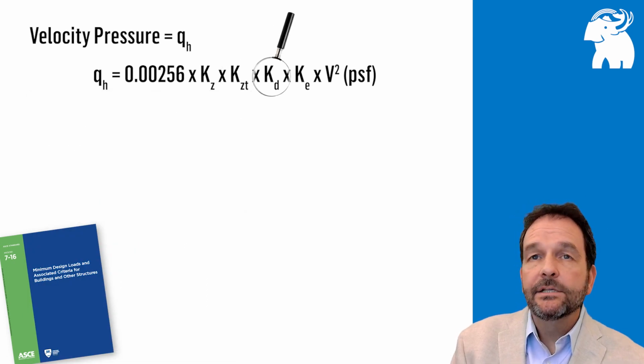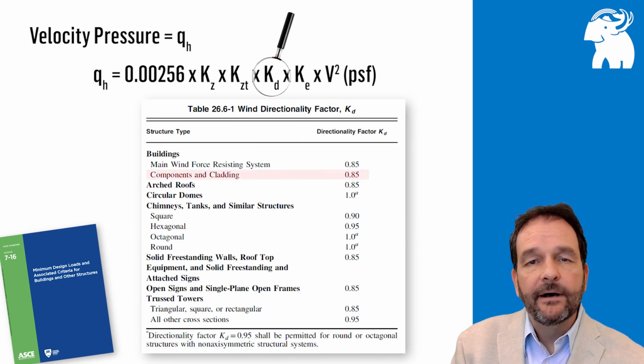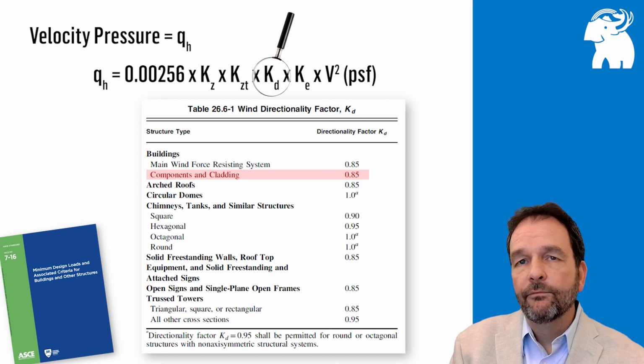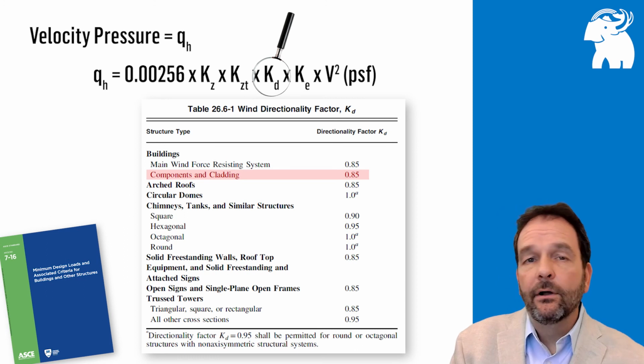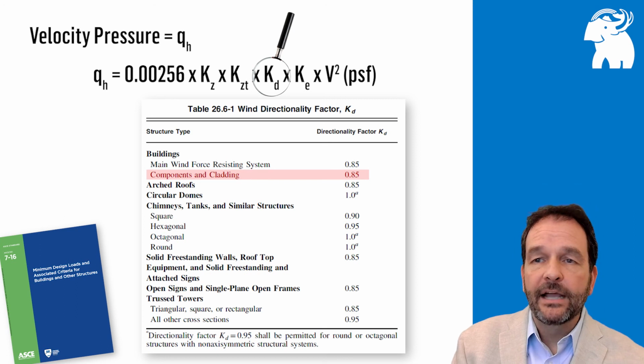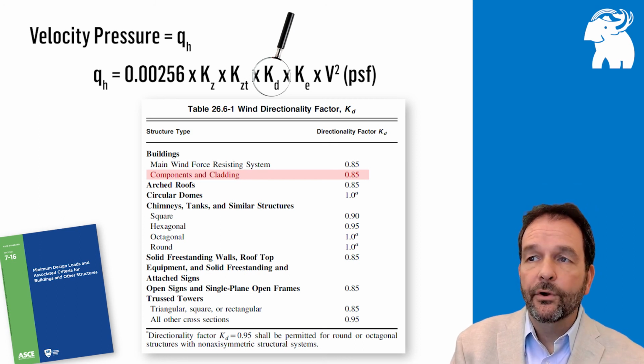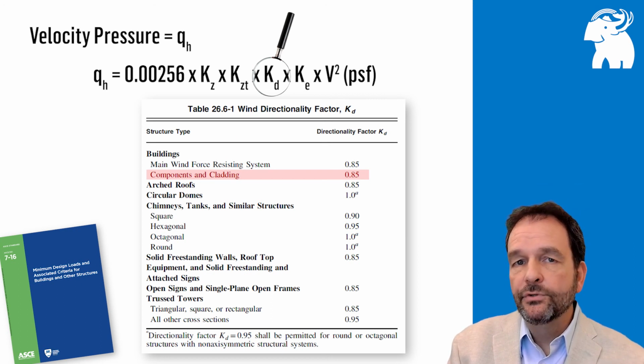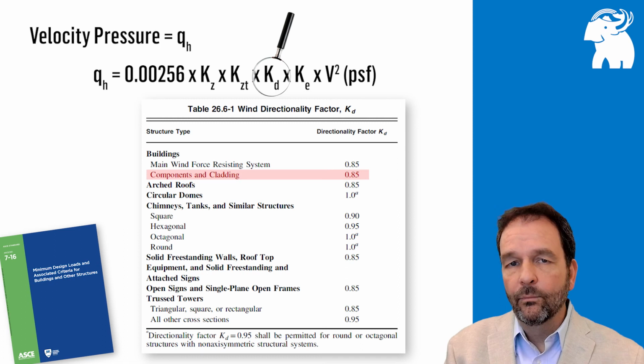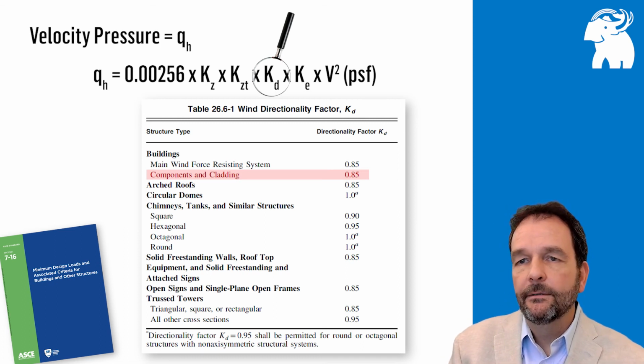K sub d is a wind directionality factor, and for roofs that's going to be simple. It's just 0.85. So that variable is pulled from table 26.6-1. And basically all it says is the wind is random, and you've got about an 85% probability that the maximum pressure coefficient will occur for any given wind direction. So it's just reducing the probability that wind is all going to come from the same direction and have the same effect.